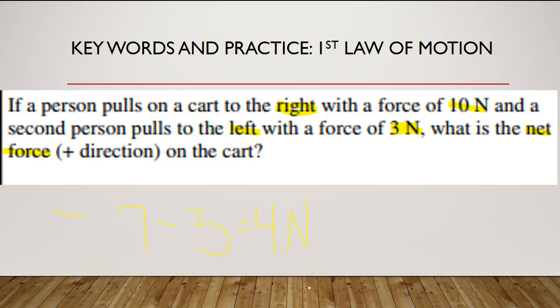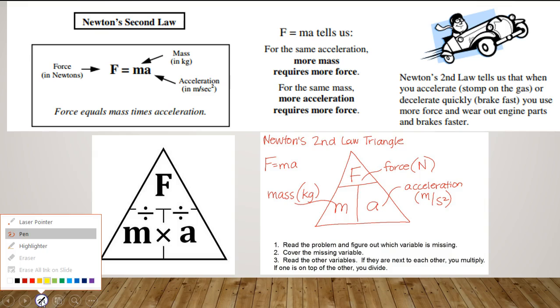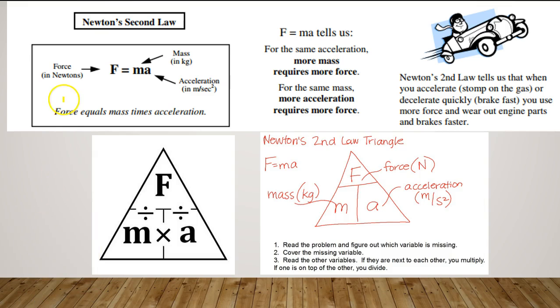Okay, so next is the second law of motion. Let me go ahead and change this to the highlighter. You want to focus on the formula. Force equals mass times acceleration. What does this mean? The more mass an object has, it's going to require more force. For the same mass, more acceleration requires more force. So what does the second law mean? You accelerate or decelerate quickly, use more force, and wear out engine parts and brake faster.